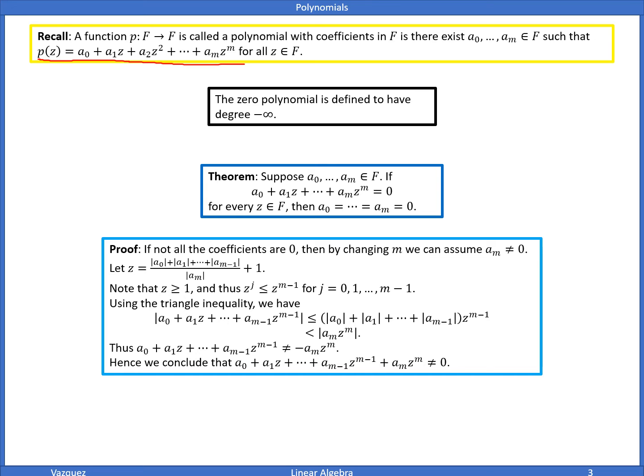And so this result implies that the coefficients of a polynomial are uniquely determined, right? Because if a polynomial had two different sets of coefficients, then subtracting the two representations of the polynomial would give a contradiction to the result we just got.